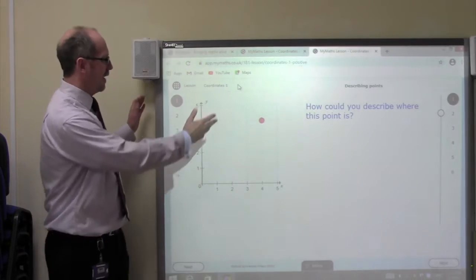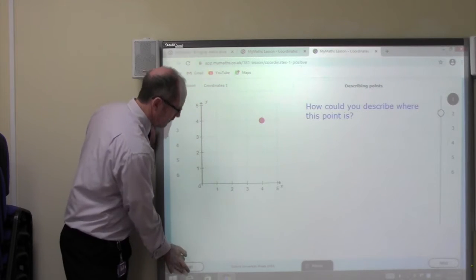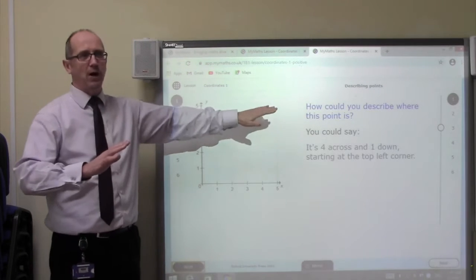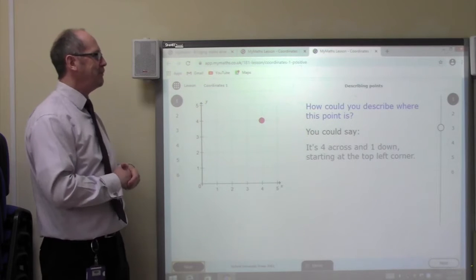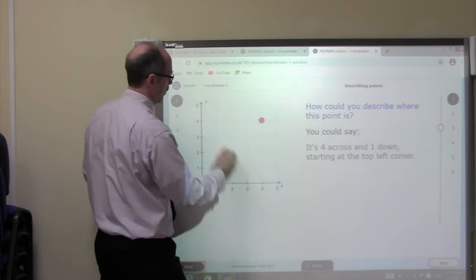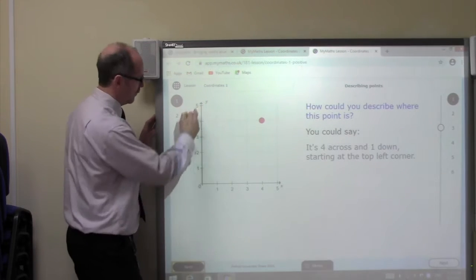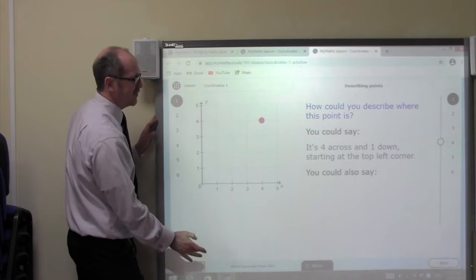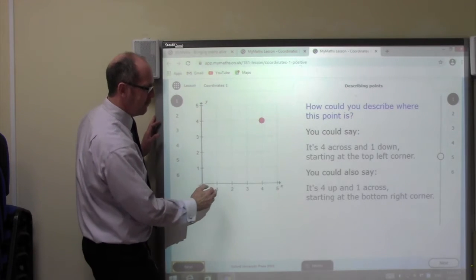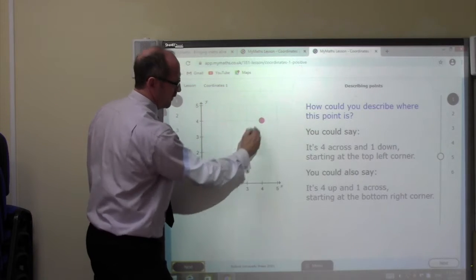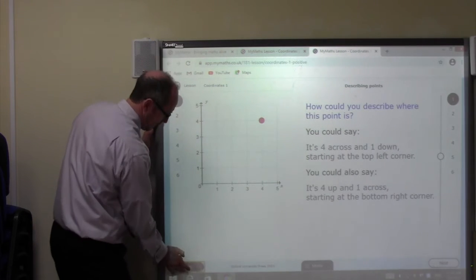So how would you describe where this point is? This screen is also working, which makes a bit of a difference. I can write on this one, so we'll have a look. You could say it's 4 across and 1 down from the top left hand corner. You could say it's 4 up and 1 across from this corner.